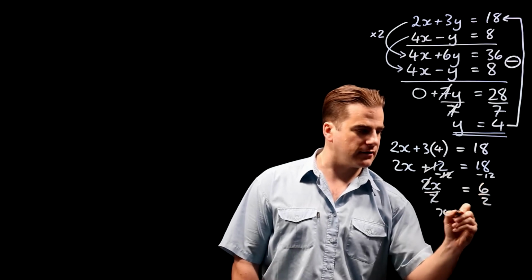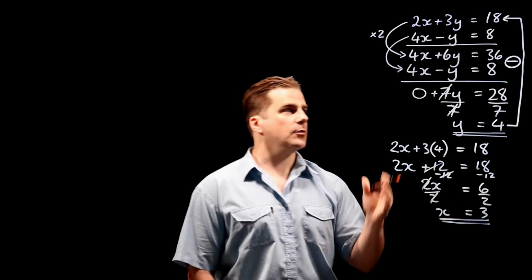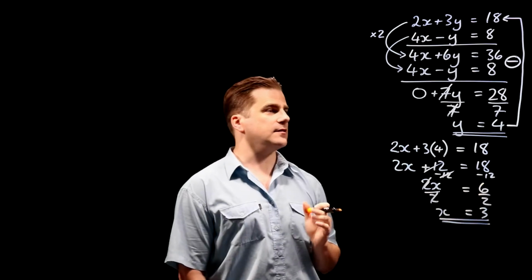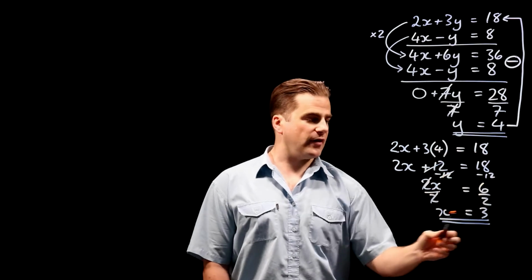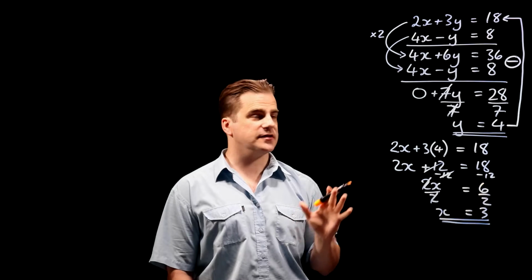And we get x equals 3. We've done it. We've solved the simultaneous equations. We found y and we found x. And that's how you do it, using the addition-subtraction method.